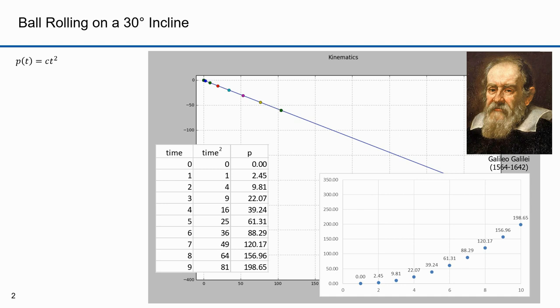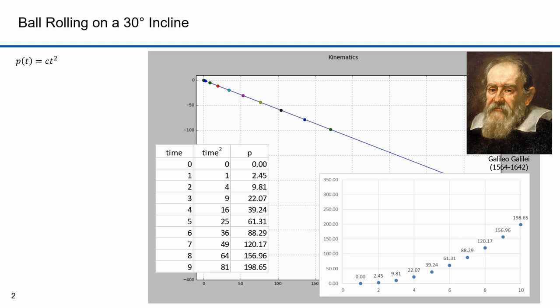P of t will be the distance traveled, and because it's proportional to the square of the time, we'll have that equal a constant c times t squared. At this point, this is all arbitrary. The constant c gives me an adjustment factor in case the distance is not exactly equal to the time squared. Expressed this way, p of t is an exponential function.